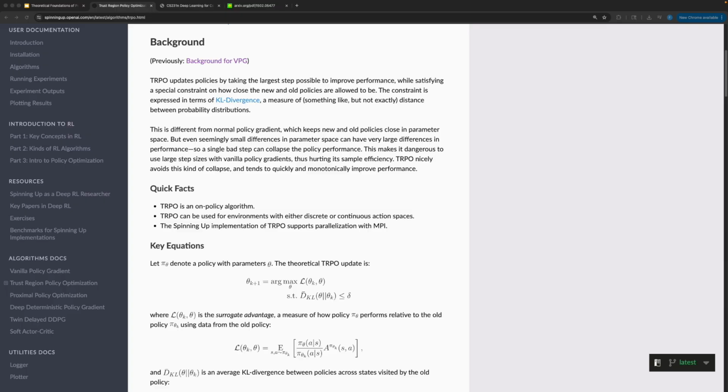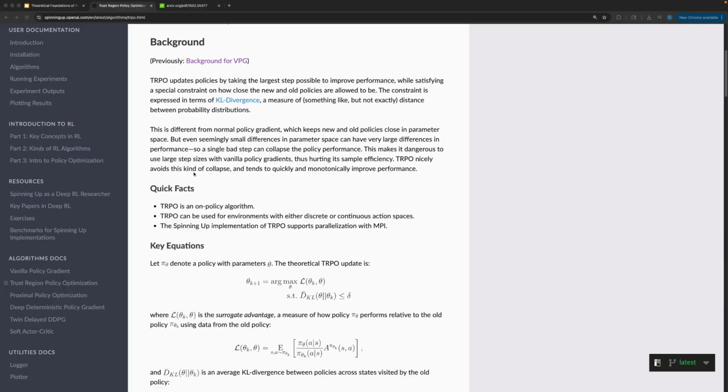Now, even though you are taking very small steps in your parameter space, a small change in parameter space may not reflect a small change in policy. Sometimes even a small step in the parameters can degrade the policy performance a lot because the new policy may diverge a lot from the old one. And this can result in something like catastrophic forgetting and a collapse in the policy performance.